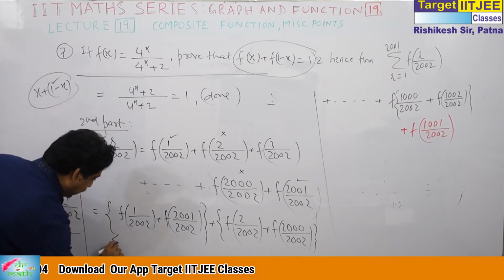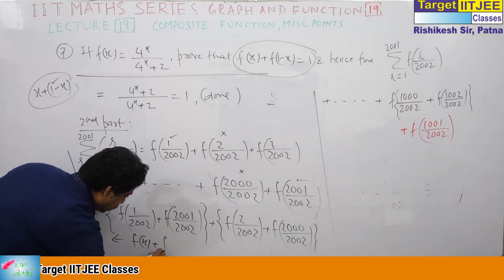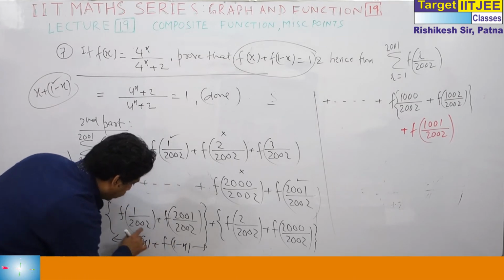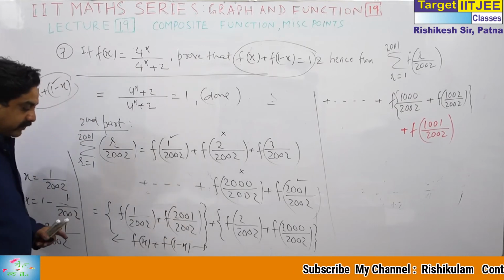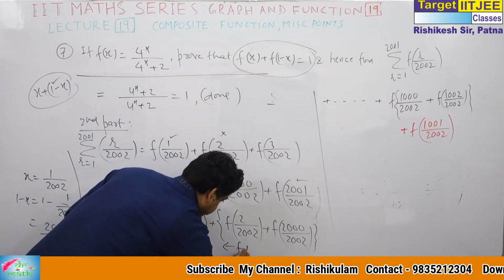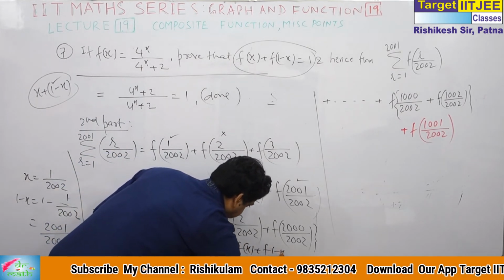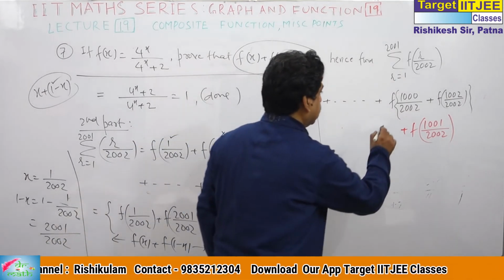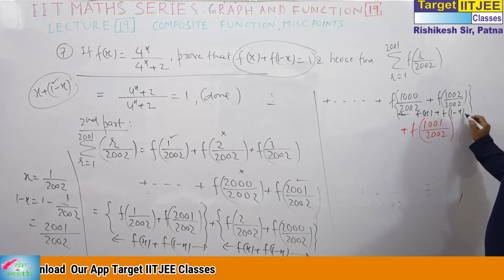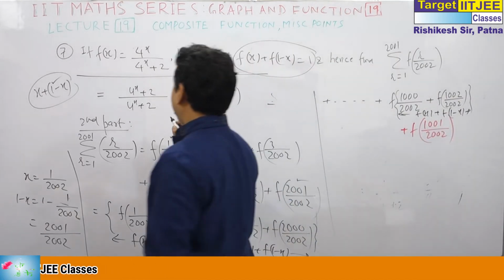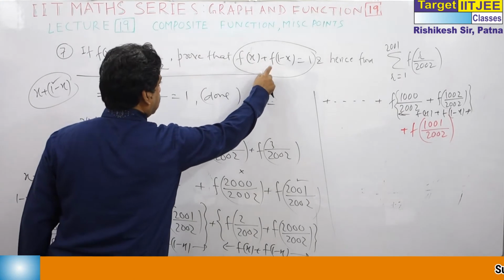Means you can see this is in the form of f(x) plus f(1 minus x). If you take x, this is 1 minus x. Or in other way, sum of these two is 1. You can also see this is f(1 minus x). You can also see this is f(x) plus f(1 minus x). So, what is this? I have done in first part. This is 1.